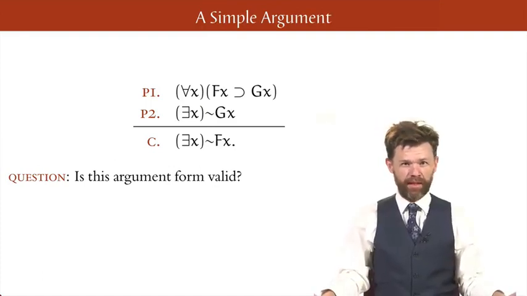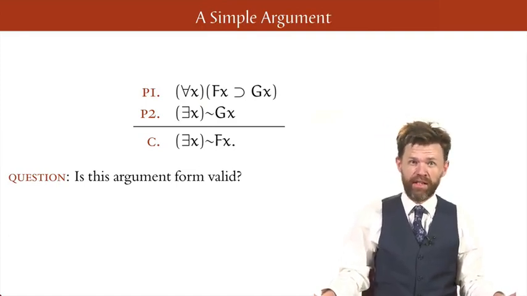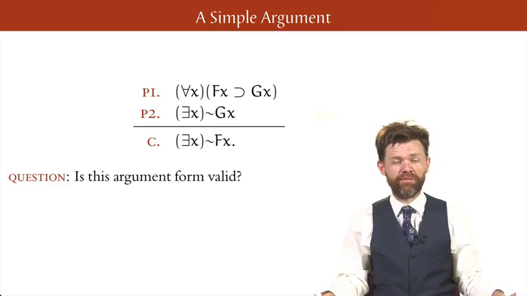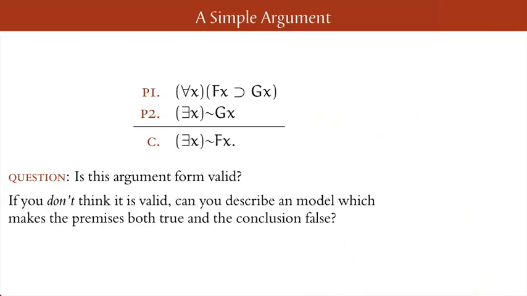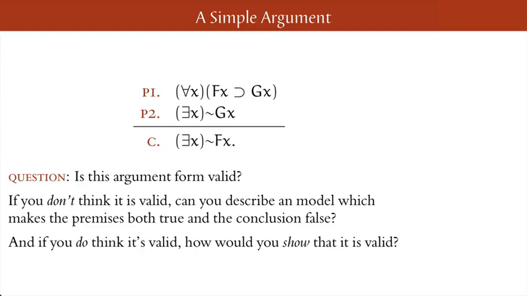Consider this argument form here, from the premises all F's are G's and something's not a G, to the conclusion something's not an F. Think about this argument. Do you think it's valid? And if you don't think it's valid, can you describe a countermodel which shows that the premises are true and the conclusion's false? And if you do think it's valid, what could you do to demonstrate this fact? Is there a way to demonstrate the validity of the argument clearly and straightforwardly? That's what I'll show you how to do here.